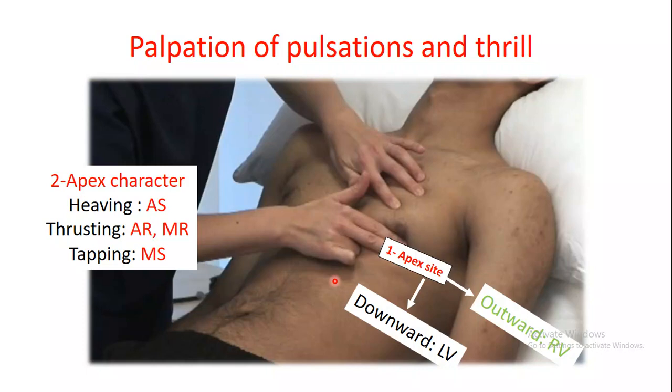If we have a thrusting or hyperdynamic apex, this actually occurs in patients with marked volume overload, like in patients with aortic regurgitation or mitral regurgitation. If we have something like a tap on our fingers that occurs synchronous with the systolic pulse or carotid pulse, this is actually a palpable S1. Palpable S1 occurs with tough fibrosis of the mitral leaflet, causing a tapping character while palpating the apex. This tapping apex occurs in patients with mitral stenosis.